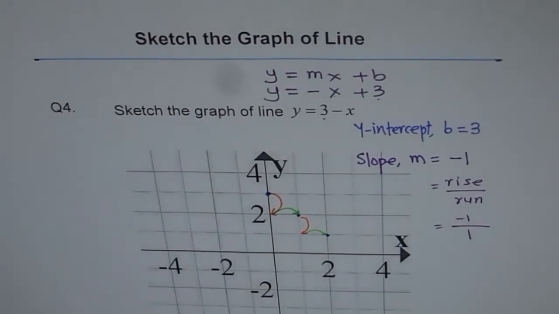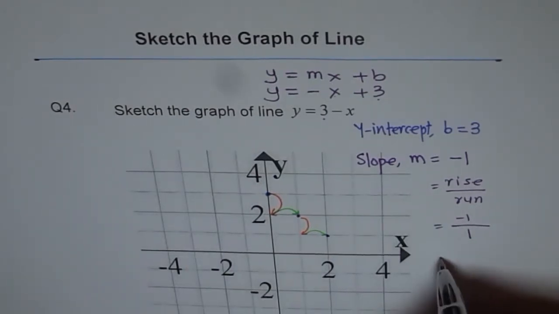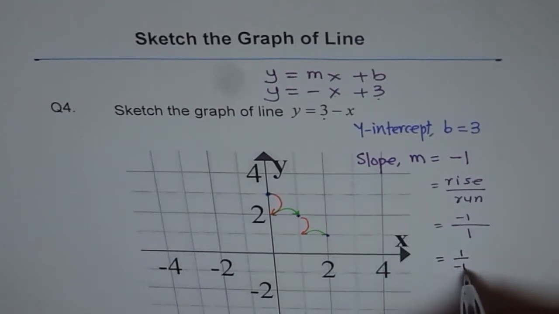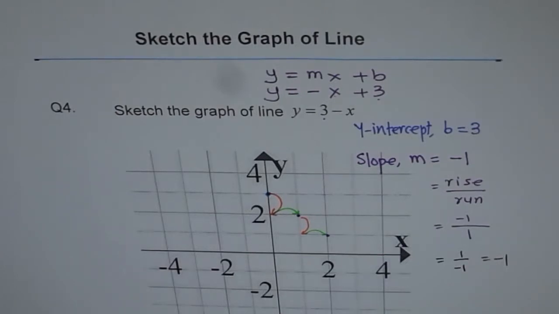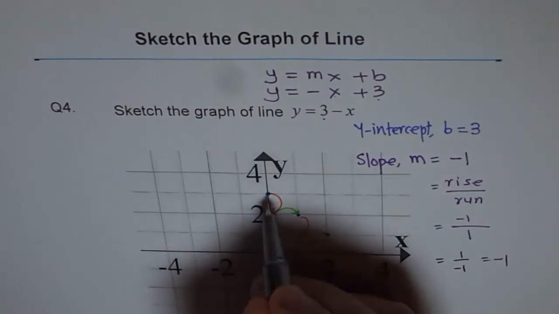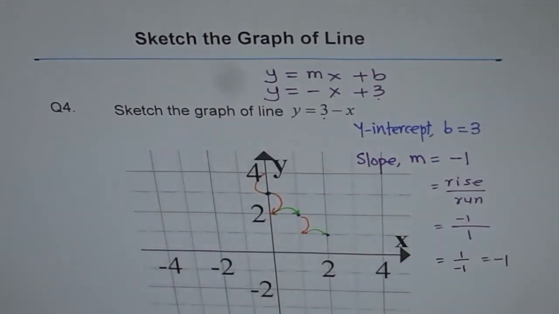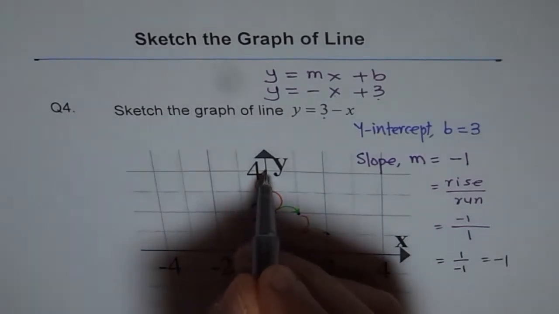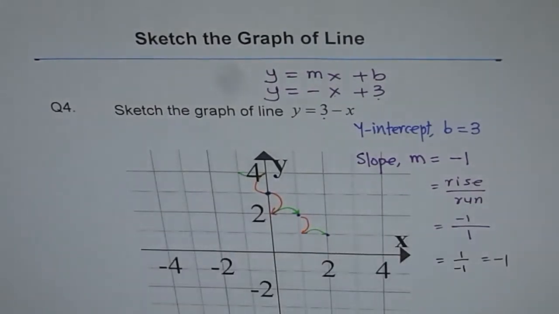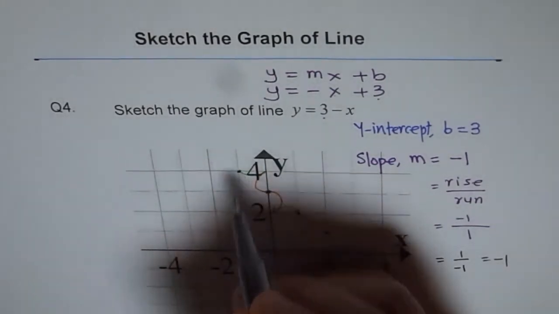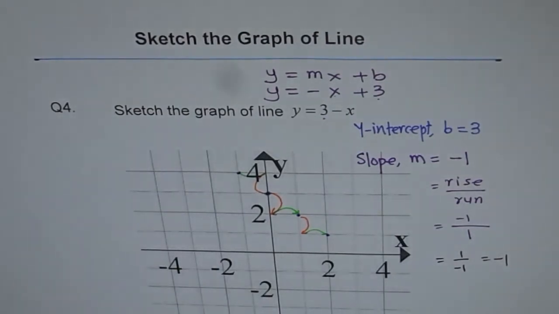Remember, as we did in previous videos, you can also see it like this. 1 over minus 1, that is also minus 1, correct? But that helps to give us points on the other side of the y-intercept. 1 means rise, that means we'll go up, right? And minus 1 means moving left, not right this time. So when we move left, we get to this point, and that becomes another point on our line y equals 3 minus x, or minus x plus 3.